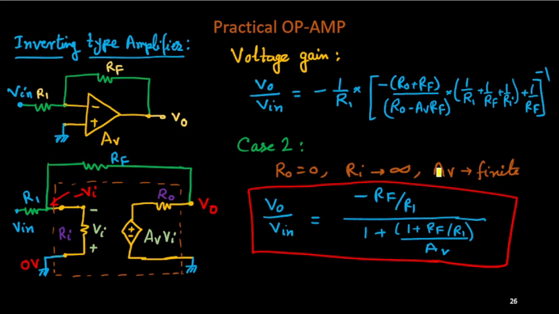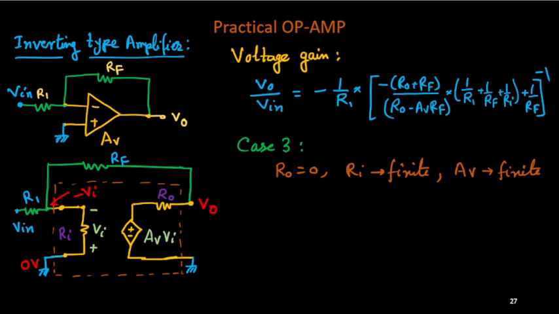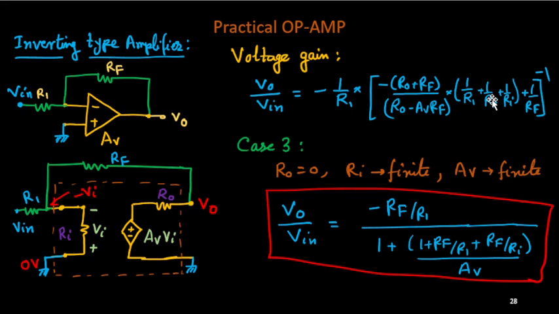Now we'll extend the idea more. Now we'll consider that Ri is also finite. Now case 3: R naught is still 0, Ri is finite and Av is finite. So only these things will come into the picture, we need to keep it. Okay, so exactly a similar thing, just one more term will be coming, 1 upon Ri. So Rf I multiplied, so it will be Rf upon Ri kind of thing. Okay, so what you will get? You will get one extra term here, Rf upon Ri. Exactly similar. You can see that if Ri is infinity, this term will vanish, it will become 0. So you will get the previous case 2. Okay, now this is case 3.